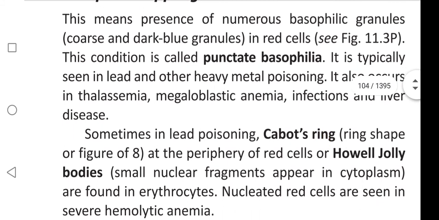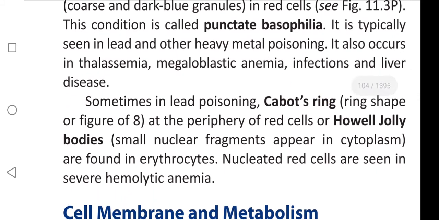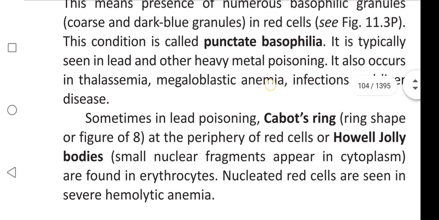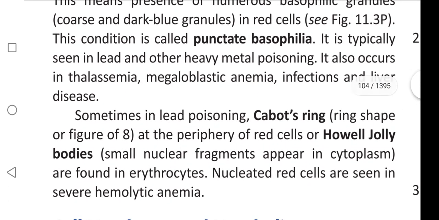Sometimes in lead poisoning, Cabot's rings, shaped like a figure of 8, are seen at the periphery of red cells. Howell-Jolly bodies are small nuclear fragments that appear in the cytoplasm and are found in erythrocytes. Nucleated red cells are seen in severe hemolytic anemia. I think it is clear to you.